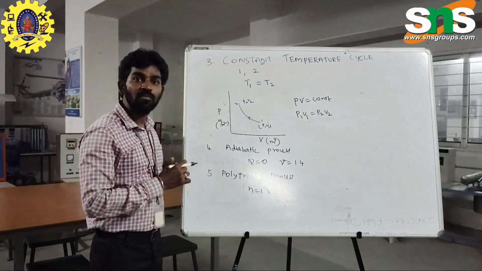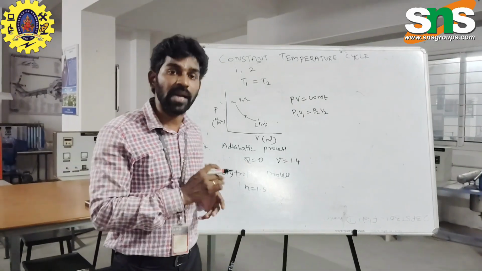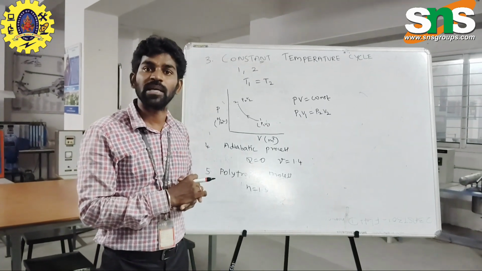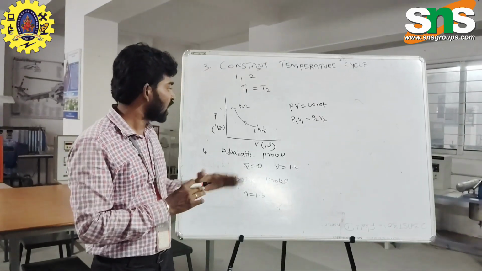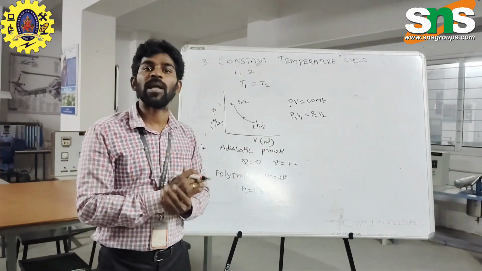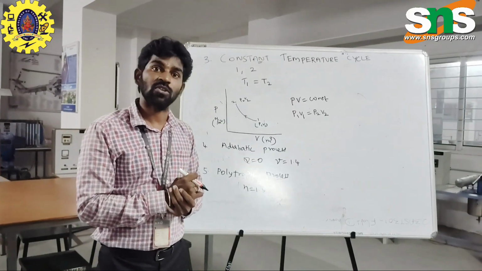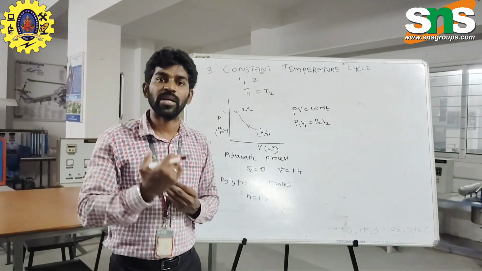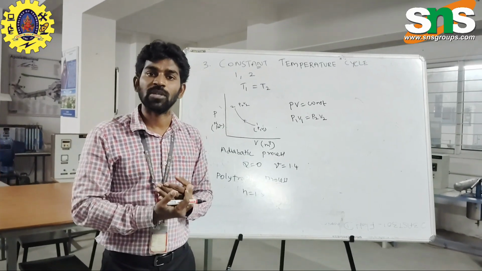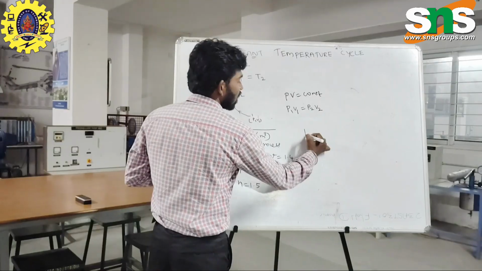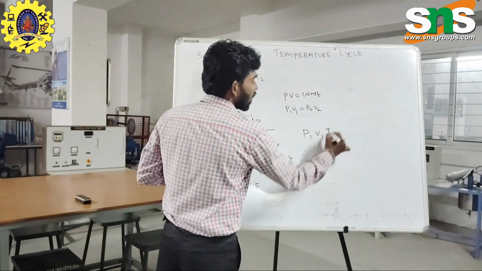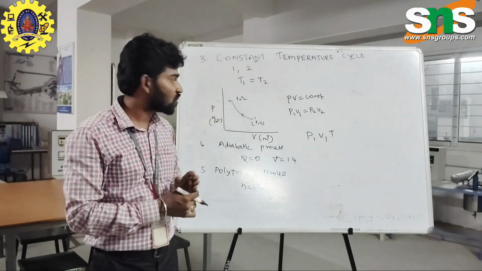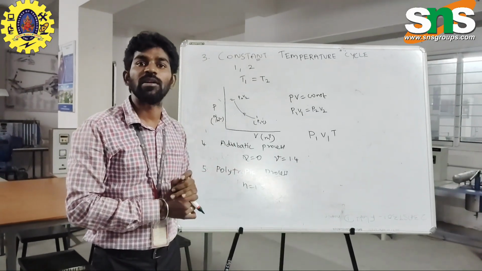So these three processes are under the category of closed cycle properties and parameters of the system. They are applied to find the heat transfer, work done, change in internal energy, change in enthalpy and change in entropy, and also the pressure, volume and temperature at each stage. So this is the cycle of constant temperature, adiabatic and polytropic processes.